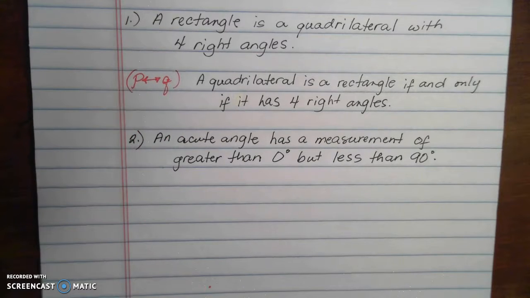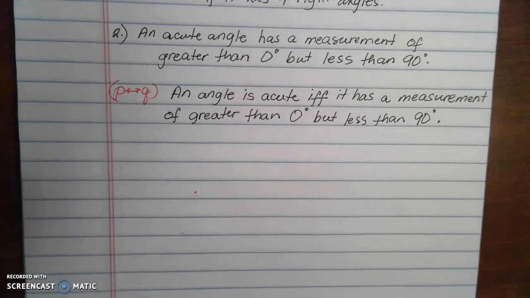Go ahead and try the second one. An acute angle has a measurement of greater than 0 degrees but less than 90 degrees. Go ahead and write down a biconditional statement for this one. The biconditional statement for that statement is: an angle is acute if and only if it has a measurement of greater than 0 degrees but less than 90 degrees.